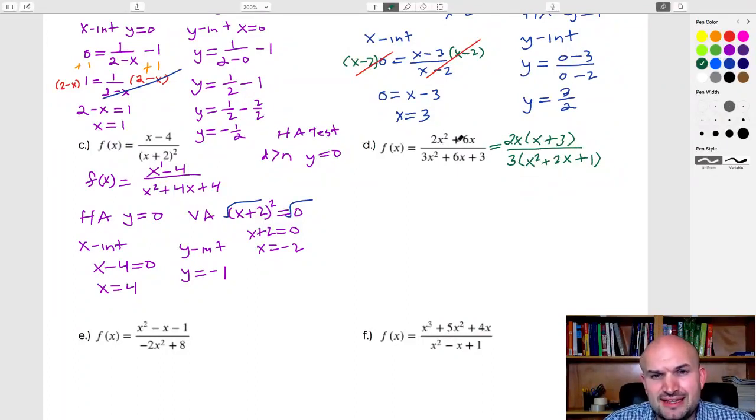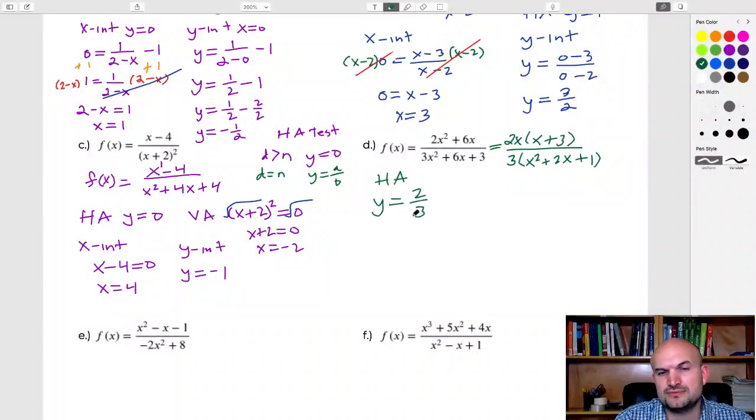We also notice that the degrees are the same. So the horizontal asymptote rule says when the degrees are the same, then y is equal to a over b, where a represents the leading coefficient of the numerator and b represents the leading coefficient of the denominator. So I can just look here and say the degrees are the same, leading coefficient over leading coefficient. So my horizontal asymptote is y equals 2/3.